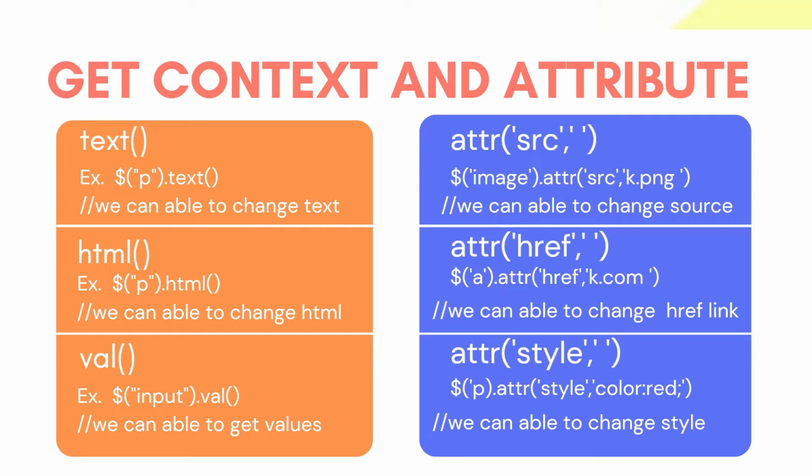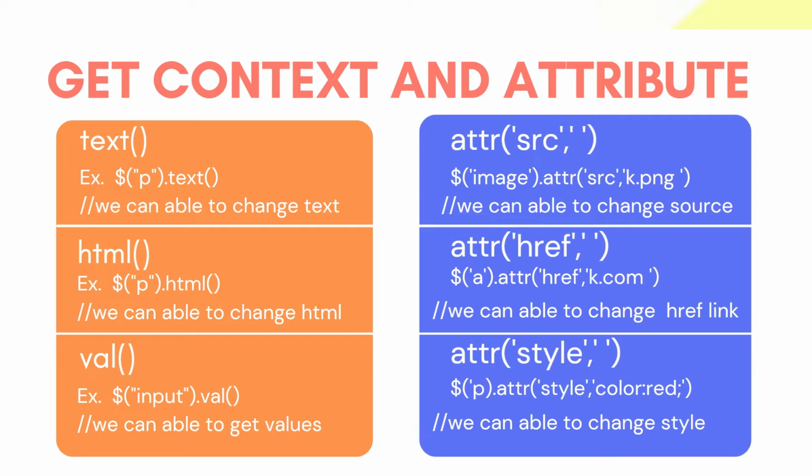For example, if I have a div, under the div I have a p tag, and under the p tag I have hello world. When I just say div dot text, it is going to give me hello world. At the same time, if I say div dot html, it is also going to give us that p tag which is present in it.